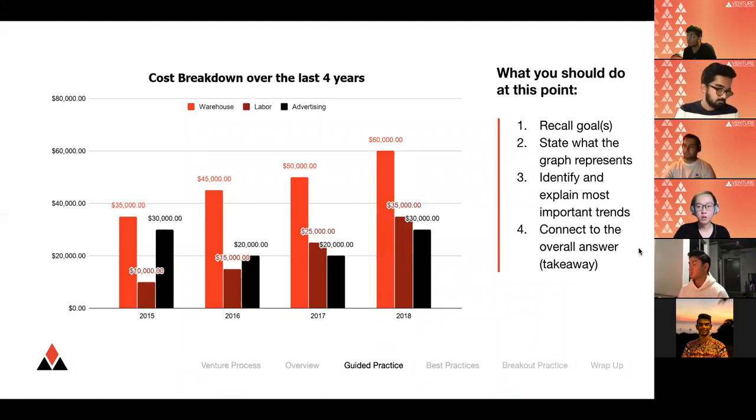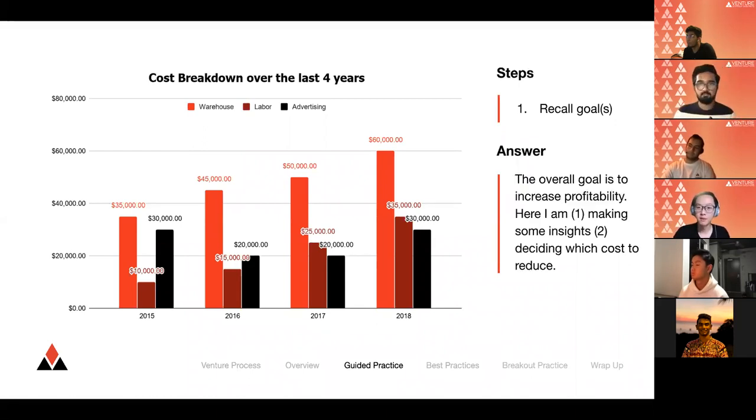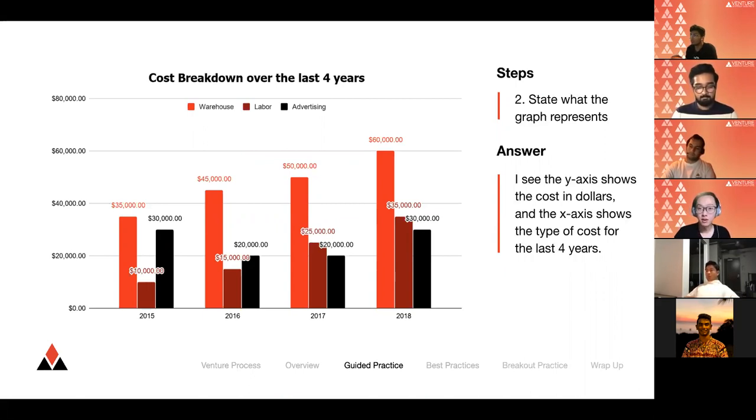Step 1 is to recall your goal. What was your goal? The goal is kind of the case question you're trying to answer at the very beginning. It was the profitability one. So I want to make some insights about which cost to reduce. Step number 2 is to state what the graph represents.